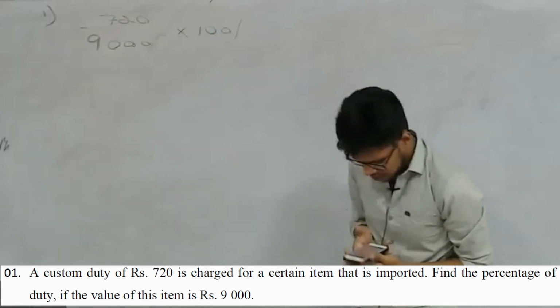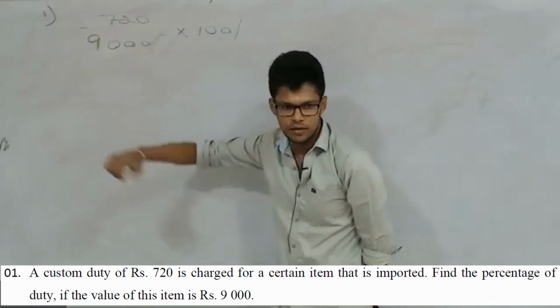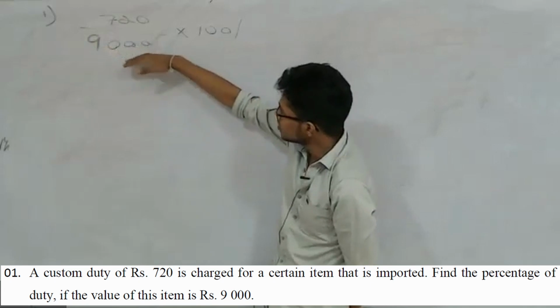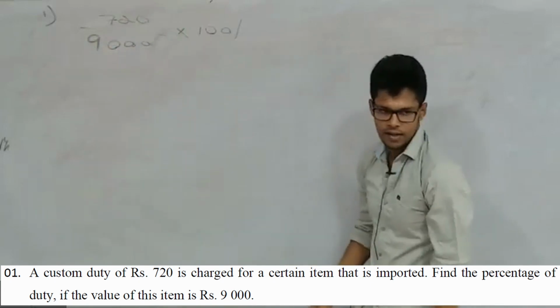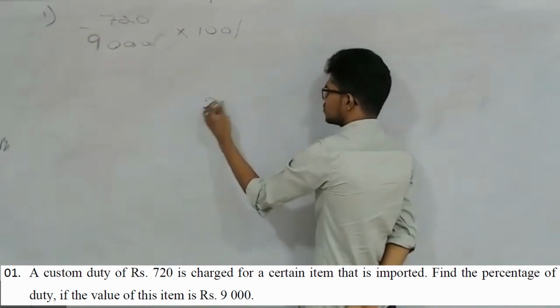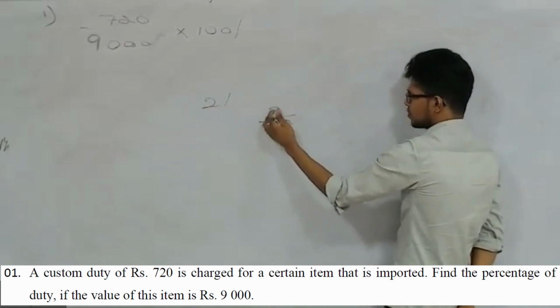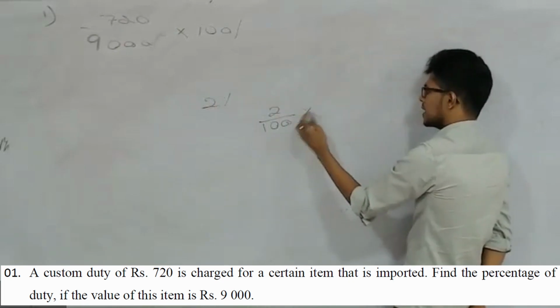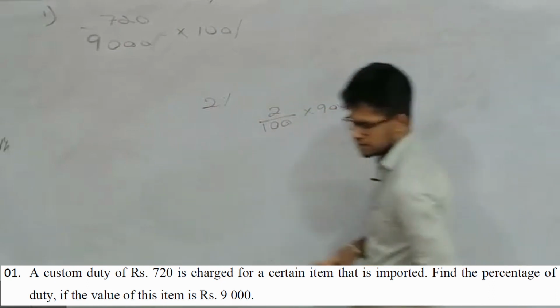So every time you need to find the percentage, in the denominator you should have the total amount. For 9,000, you need to pay 720. Then how much for 100, right? If the percentage is given, for example, you need to pay 2%, so for 100, you need to pay 2. Then for 9,000, how much? If you want to do it the other way around, it's simple.